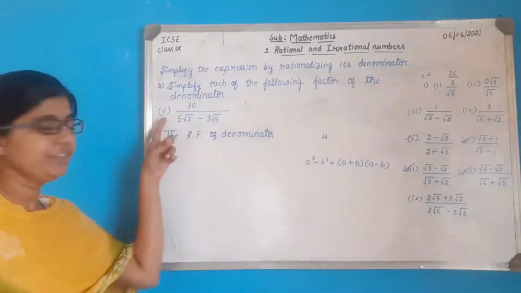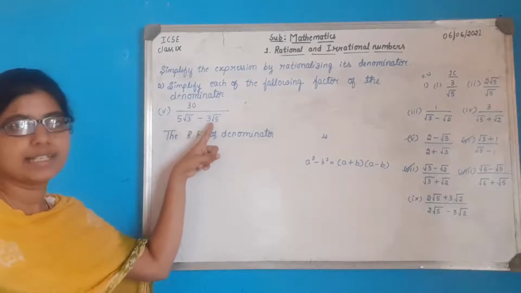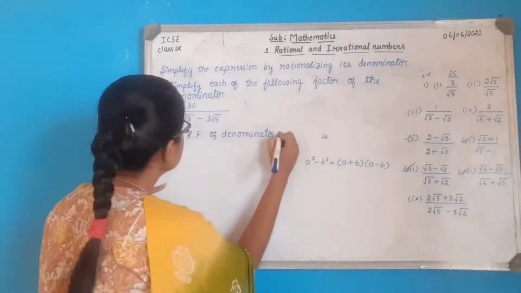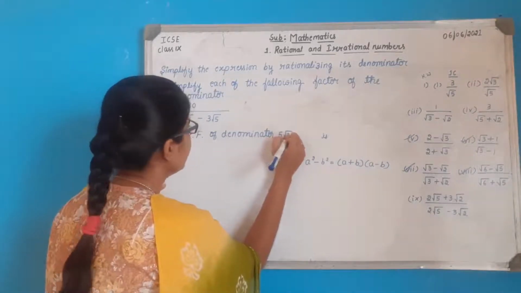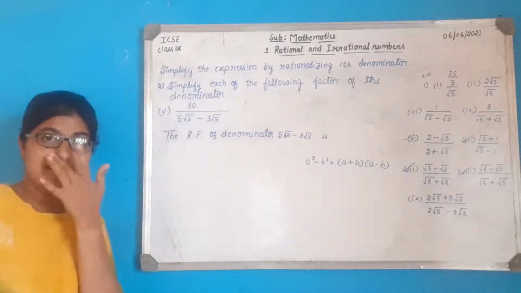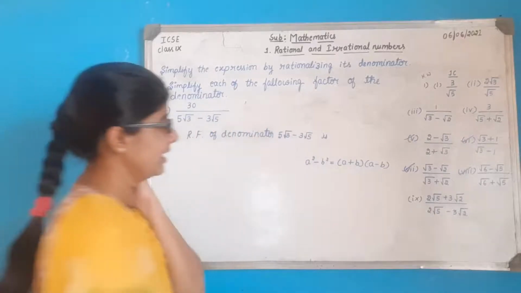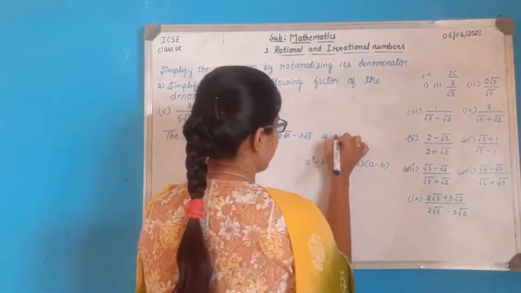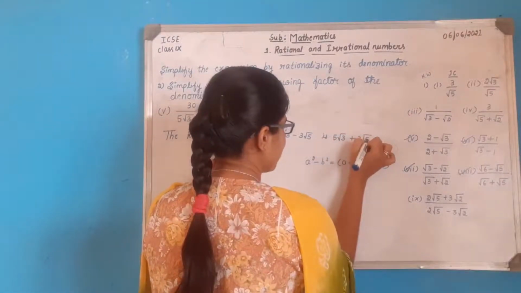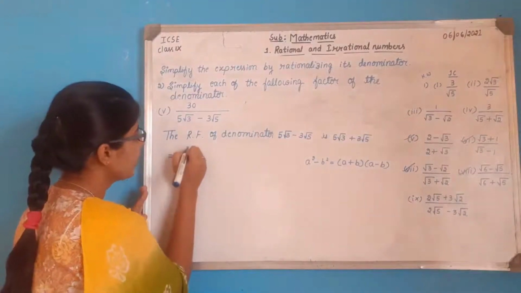Yes, dear students, the fifth example question is 30 divided by 5√3 minus 3√5. In this, the rationalizing factor of the denominator: what is the denominator here? 5√3 minus 3√5 is the denominator. And what is the rationalizing factor? If you write plus in place of minus, that becomes the rationalizing factor. So the rationalizing factor for this one is 5√3 plus 3√5. Now multiply this rationalizing factor for both numerator and denominator.